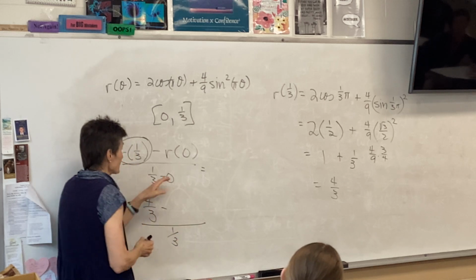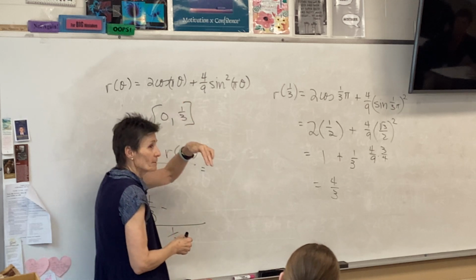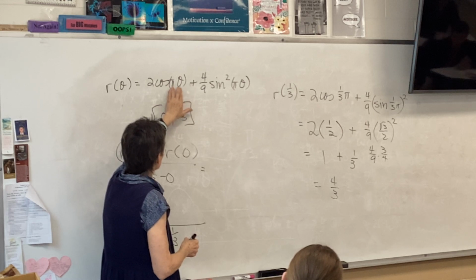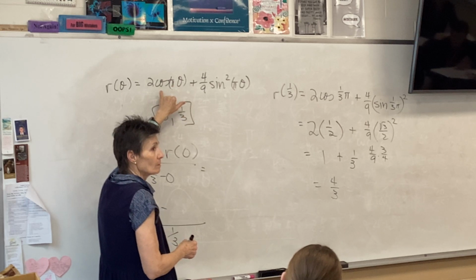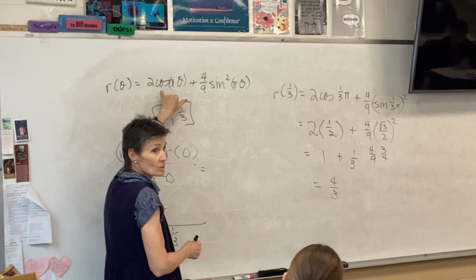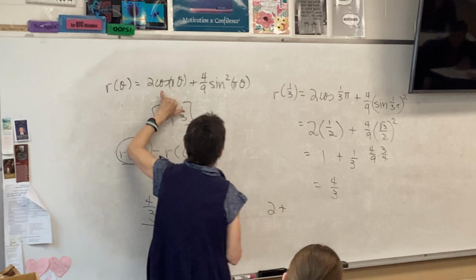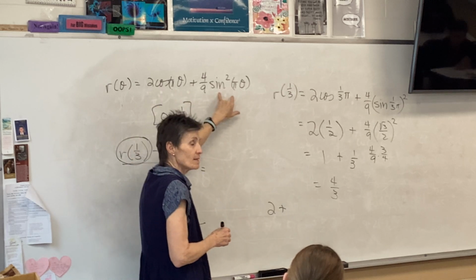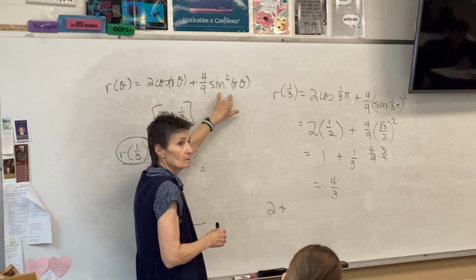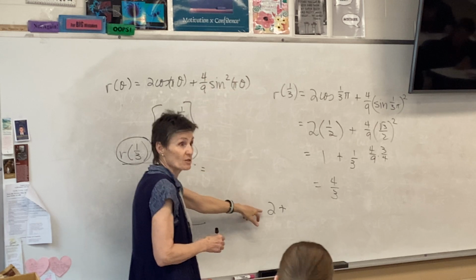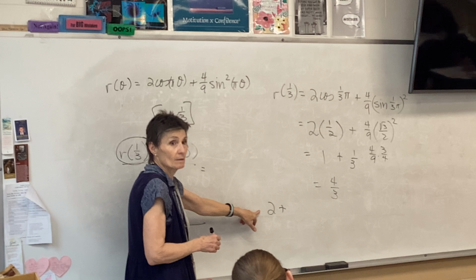All right, now I gotta do the same thing with 0. I can probably do this one without writing it all out. If I put a 0 in here, what's the cosine of 0? 1. So I'm just gonna get 2. What's the sine of 0? 0 squared is 0 times 4/9 is 0, so I just get 2 for that one.